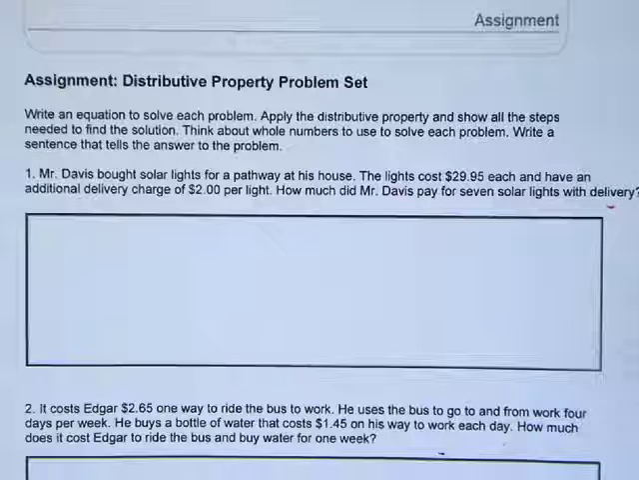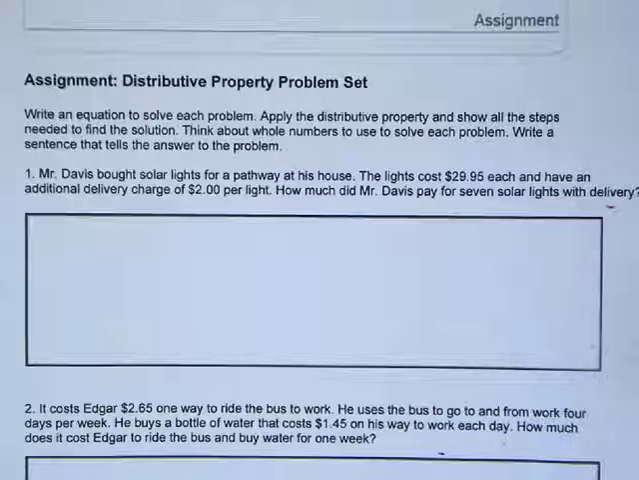Mr. Davis bought solar lights for the pathway at his house. Okay, so this is a story problem. Now the difference between a story problem and a word problem: story problems deal with scenarios that help us understand a real world scenario. So when we get a story problem, we want to focus on the story and imagine it, picture what's going on. So in our heads, we need to picture Mr. Davis buying the solar lights.